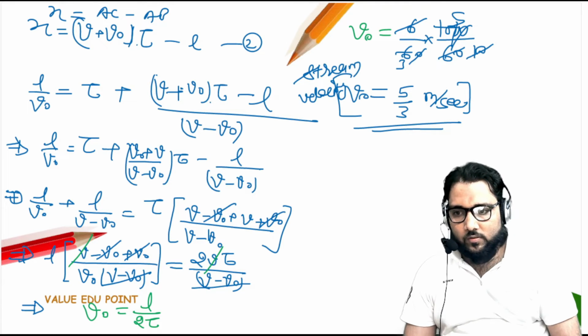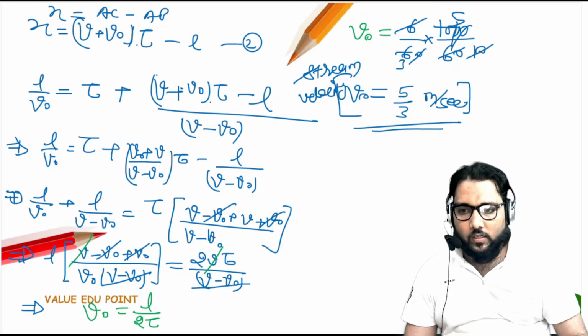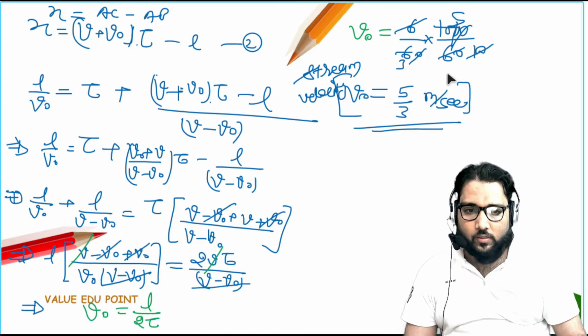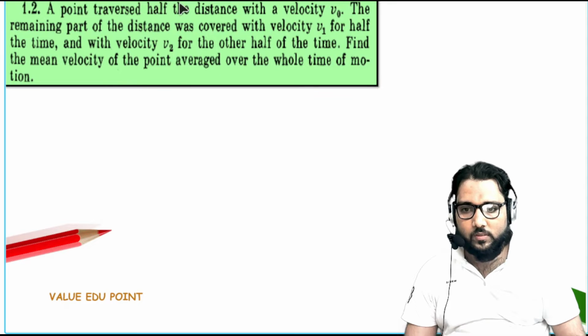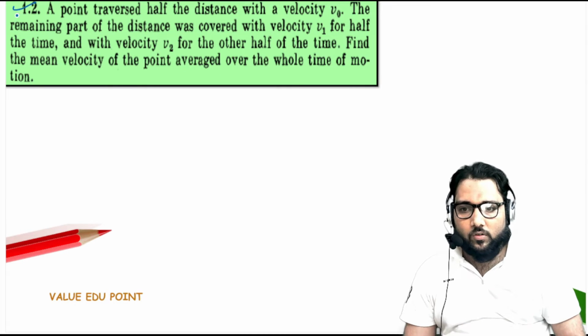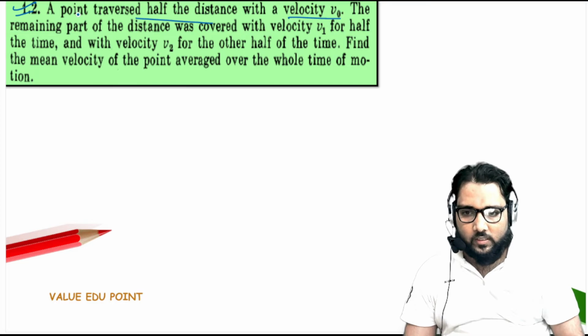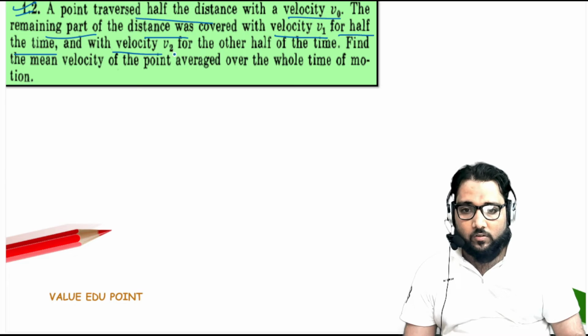Is it okay guys? So without delaying, we are going to our next question. Very good problem, guys. So now we are going to our second question. A point traversed half the distance with a velocity v, and the remaining part of the distance was covered with the velocity v1 for half that time, with velocity v2 for the other half of the time. Find the mean velocity of the point averaged over the whole time of motion.